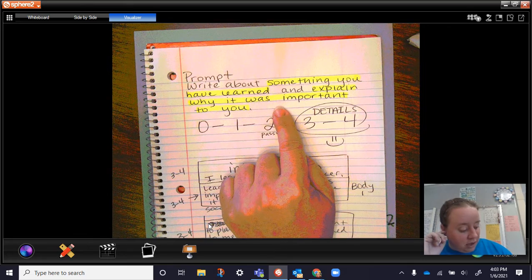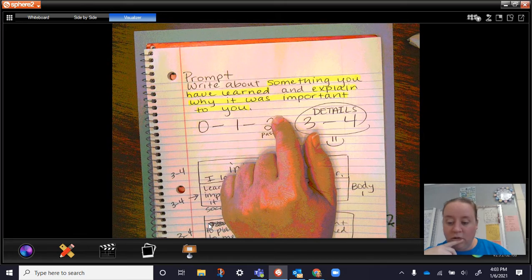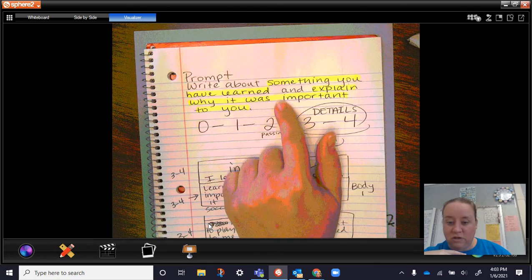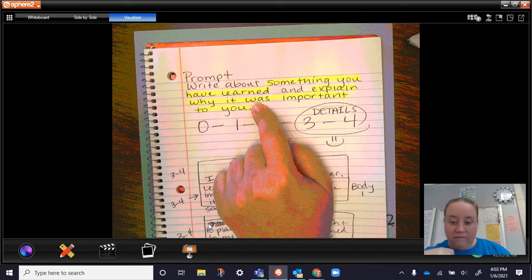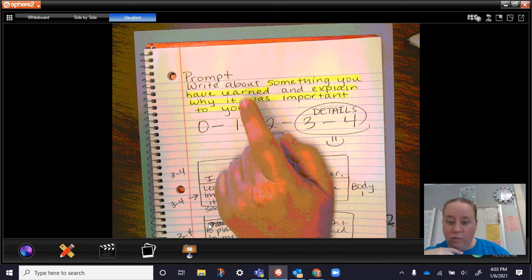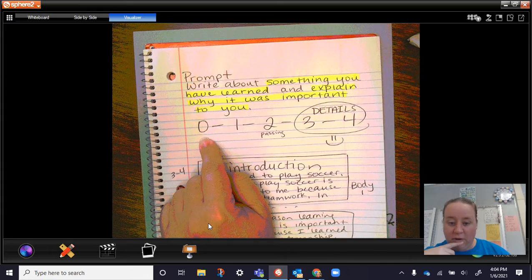Then the second part, this is the most important part. You have to explain why it's important to you. Some of you, I read your whole introduction, I read your body part, and not once did you use the word important. Nowhere is there a connection to the prompt. You have to use some of these words and be specific and connect it to this, okay? If you write a whole paper about soccer and never once say that you learned how to play soccer and tell why it's important to you, you have a 0 score. It doesn't matter how great your paper is about soccer. You didn't write to the prompt.